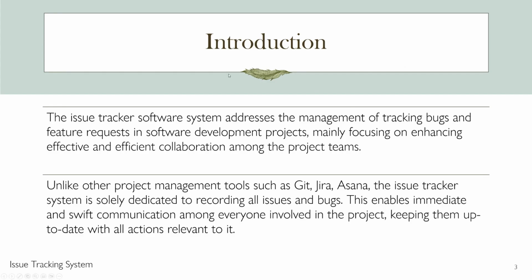So the introduction: the issue tracker software system addresses the management of tracking bugs and feature requests in software development projects. It mainly focuses on enhancing effective and efficient collaboration among the project teams. Unlike other project management tools such as Git, Jira, Asana, the issue tracker system is solely dedicated to recording all issues and bugs. This enables immediate and swift communication among everyone involved in the project and keeps them up to date with all actions relevant to it.